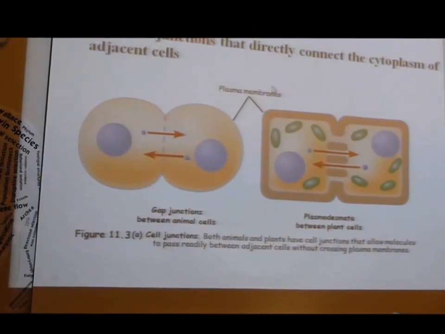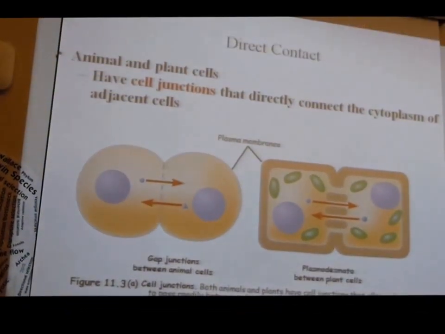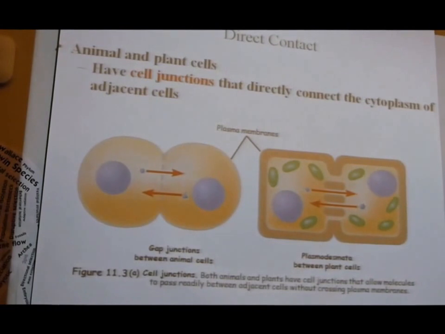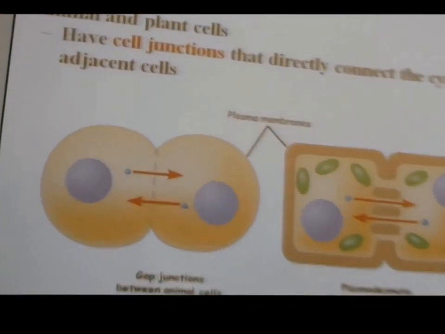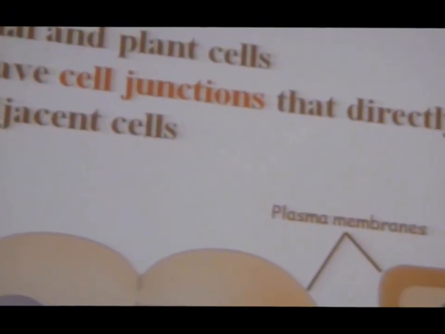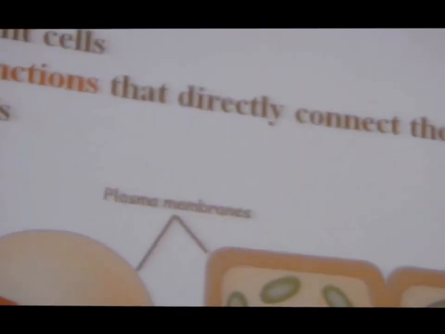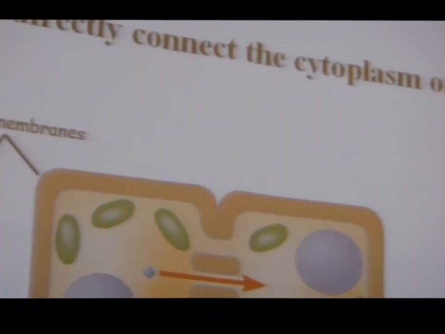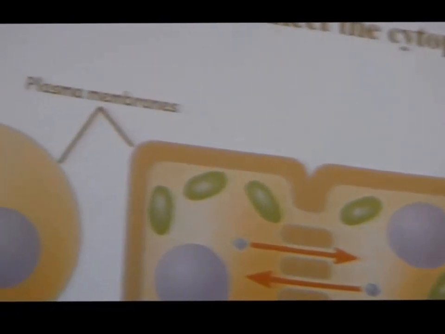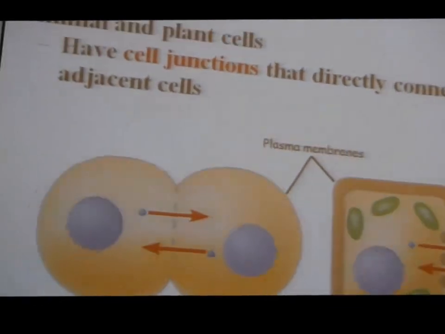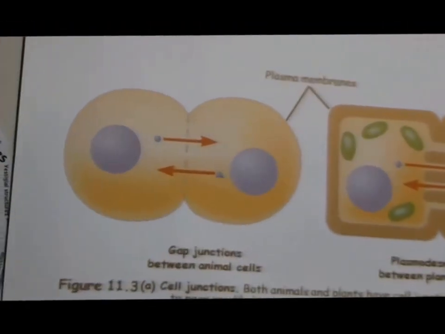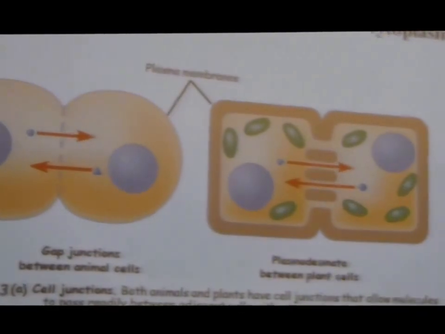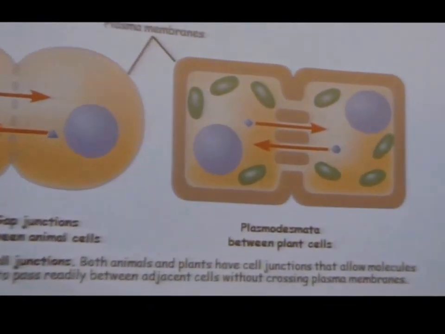Okay, so direct contact. Both animal and plant cells have cell junctions between them. These are direct connections between the cytoplasm of adjacent cells. In some cases, the liquid cytoplasm is actually able to flow from one cell to the neighboring cells. These are called gap junctions when it's in animal cells. In plant cells, these are called plasmodesmata.